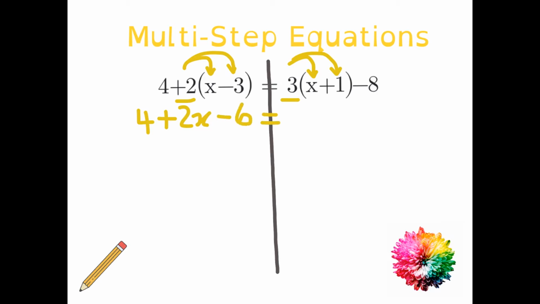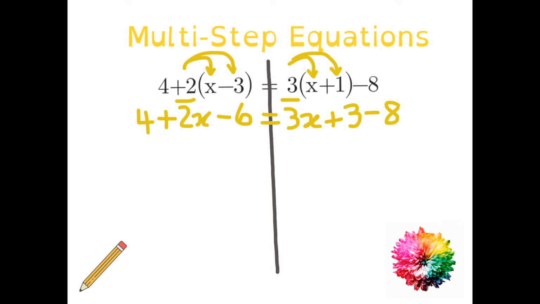Then we move over to this side and distribute that 3 inside the bracket. 3 times x is 3x. And 3 times positive 1 is positive 3. And then that negative 8 just stays where it is. So we have 3 terms on the left side and 3 terms on the right side.